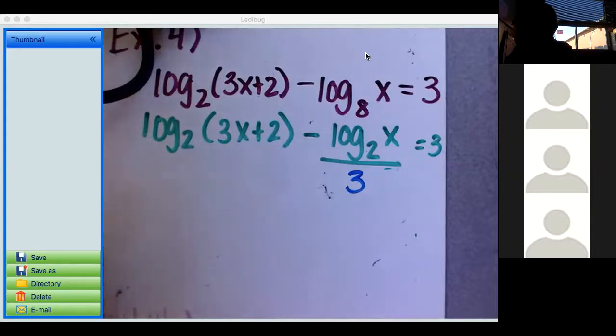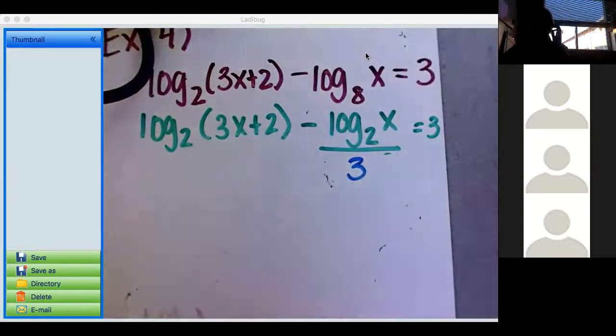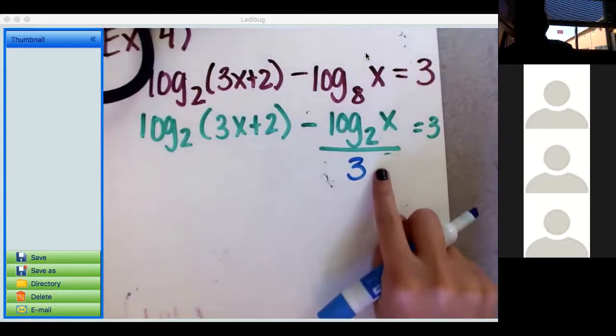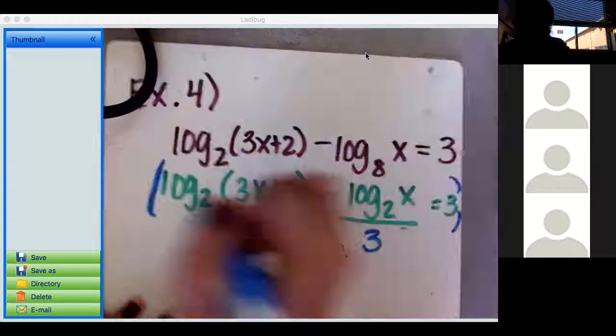All right, next step. This is going back to day 1. Before I even condense, because now they have the same base and I can condense, right? Before I even condense, there's something I want to get rid of because I don't like the way it looks. Good. What's the opposite of dividing by 3? Multiply the entire equation by 3.